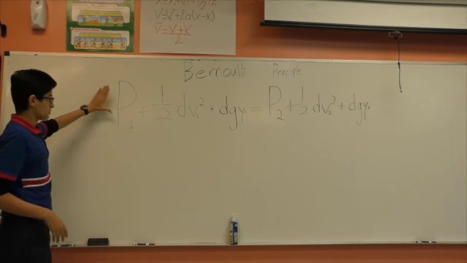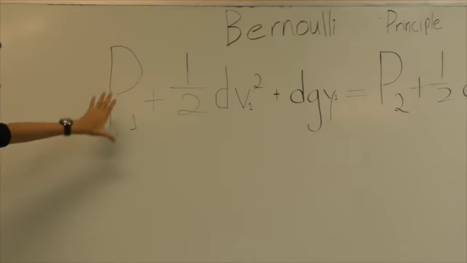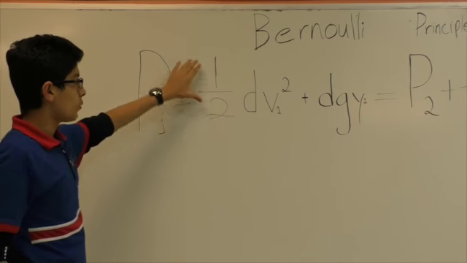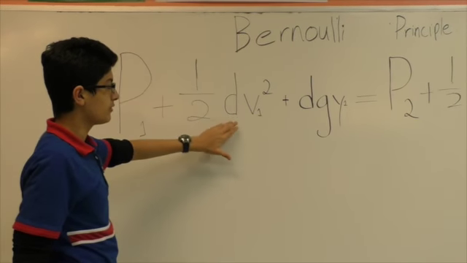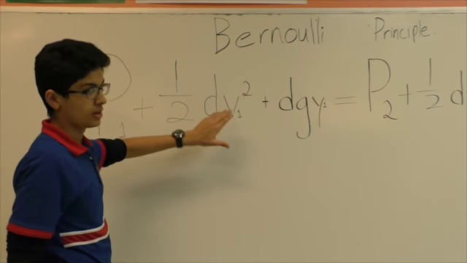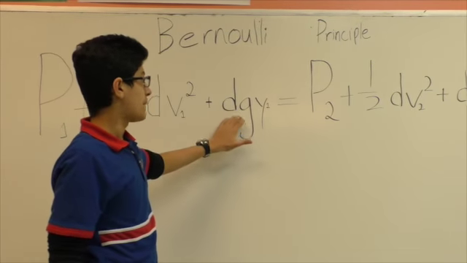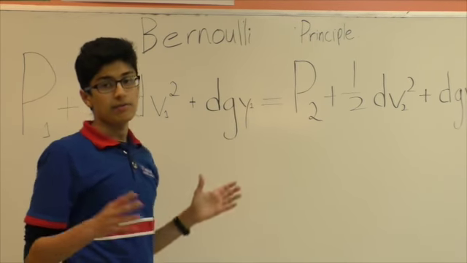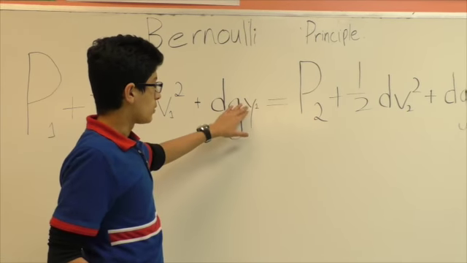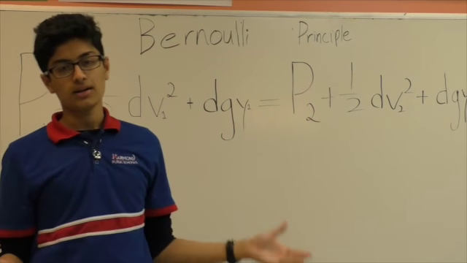The P here stands for pressure. This small subscript 1 stands for the first point. So the first point's pressure plus 1/2 of the density of the fluid multiplied by the first point's v, or velocity, squared, plus the density of the fluid times the gravitational acceleration, and if you're on Earth, that's always 9.81 meters per second squared, and y at position 1, and y is just a fancy variable for height, alright?